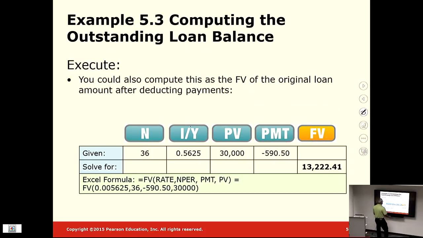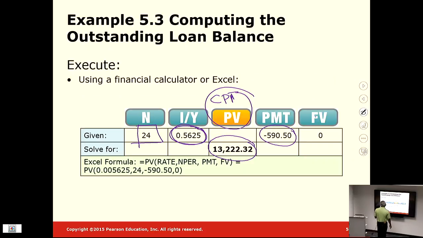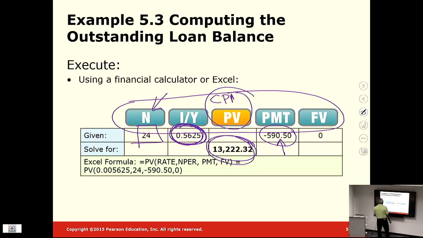Alternatively, you could have taken the balance, 30,000, over those 3 years and calculated not the present value but the future value. That means the payments added up to 13,222 over that 3-year period. But I suggest this is the more intuitive way of asking the question, how much is left? Look at the payments, the time that is left, use the IY that is effective for this problem, and then compute the present value.